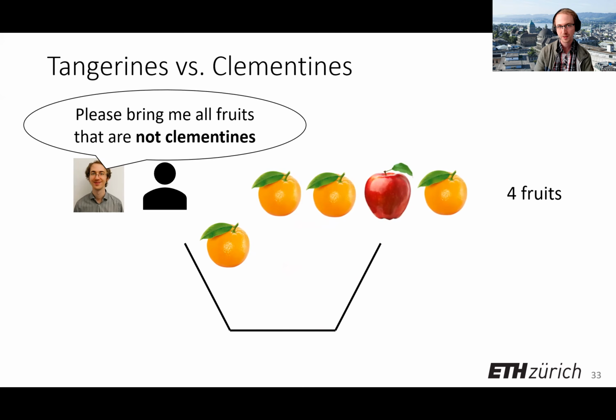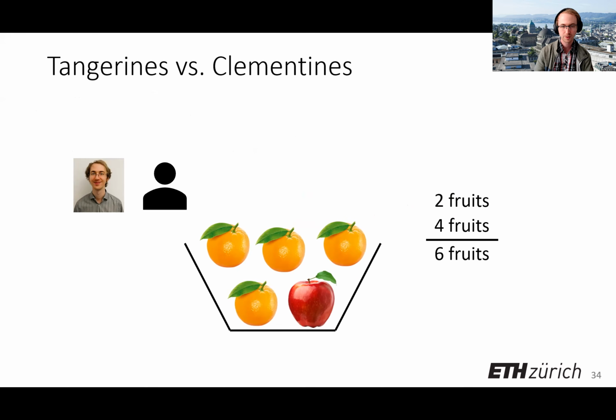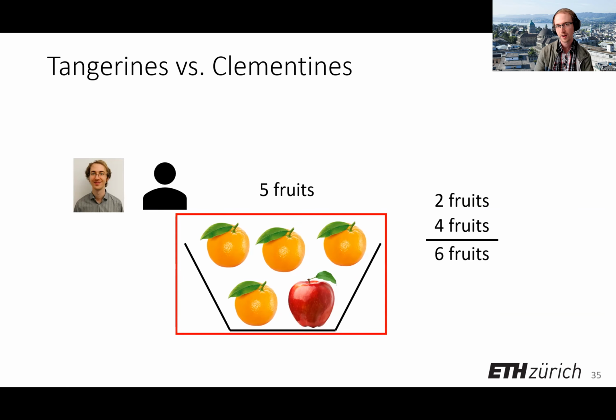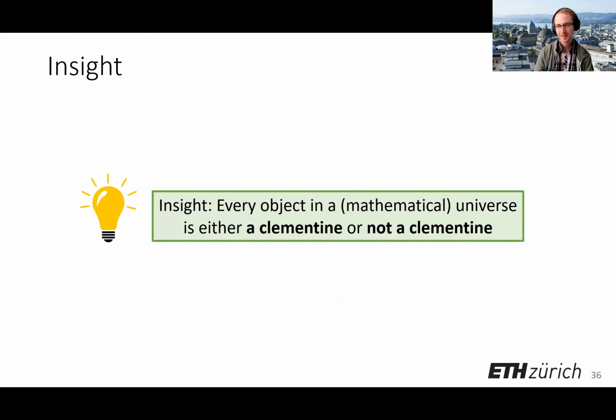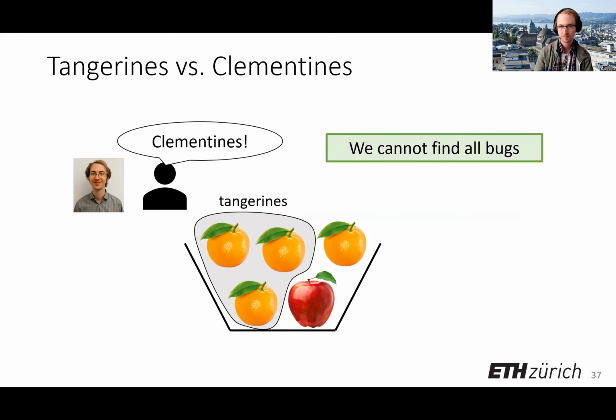And I believe that already some of you see where this is going, because you brought me 2 fruits first, and then you brought me 4 fruits, so overall 6 fruits, but there are only 5 fruits in the bowl. Meaning that you likely classified a fruit as being both a tangerine and a clementine. So the high-level insight here is that every object in the universe and also in the bowl is either a clementine or not a clementine. And we use this insight to basically partition all the objects in the bowl.